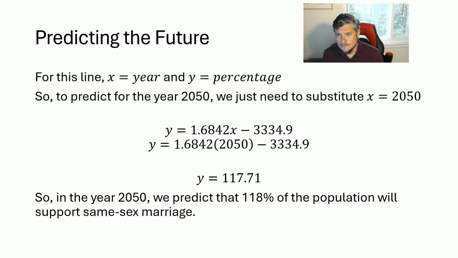Oh, wait a second. Can we have 118% of the population do anything? Well, no, because 100% is everybody. You can't have more than 100%. And even then, does it seem likely that you will get 100% of every single person to agree on one thing? No, that's never going to happen either.